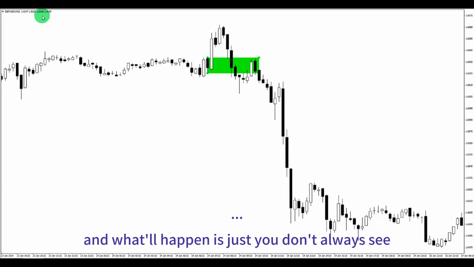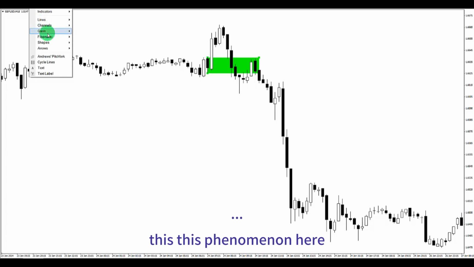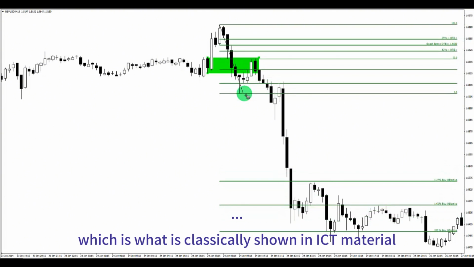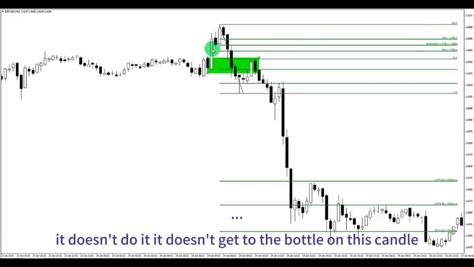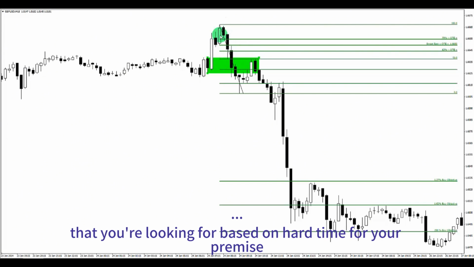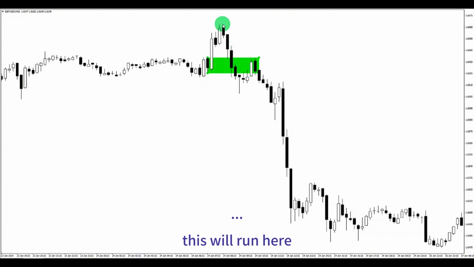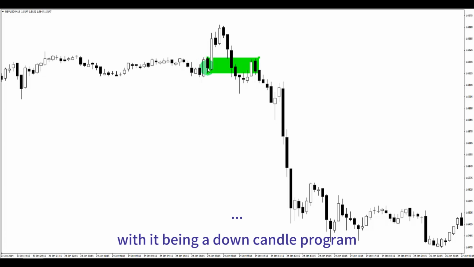And what will happen is you don't always see this phenomenon here, which is what is classically shown in ICT material, where we see the high down to the low, retracing up to optimal trade entry. It doesn't get to the bottom of this candle, so this would be a supposedly bad setup or a missed opportunity. Well, when you understand it's a climax reversal that you're looking for based on higher time frame premise, intermediate term highs and lows and market structure, we identify this as the bullish candle, or bullish order block rather, with it being a down candle prior to the move up.